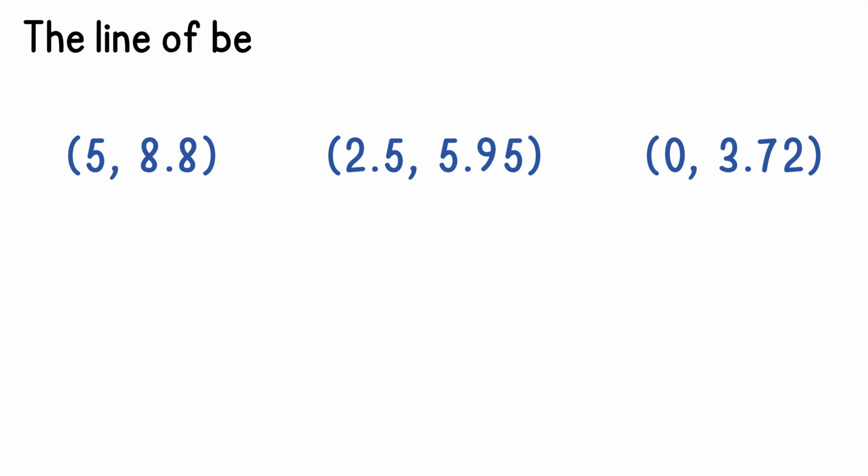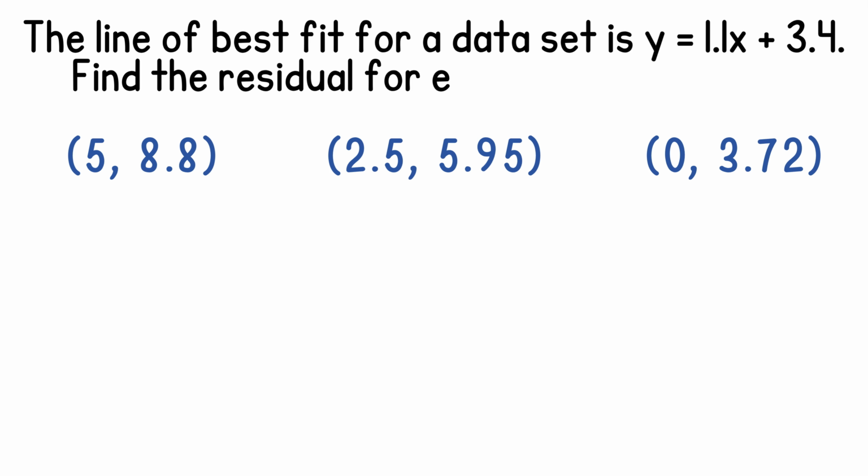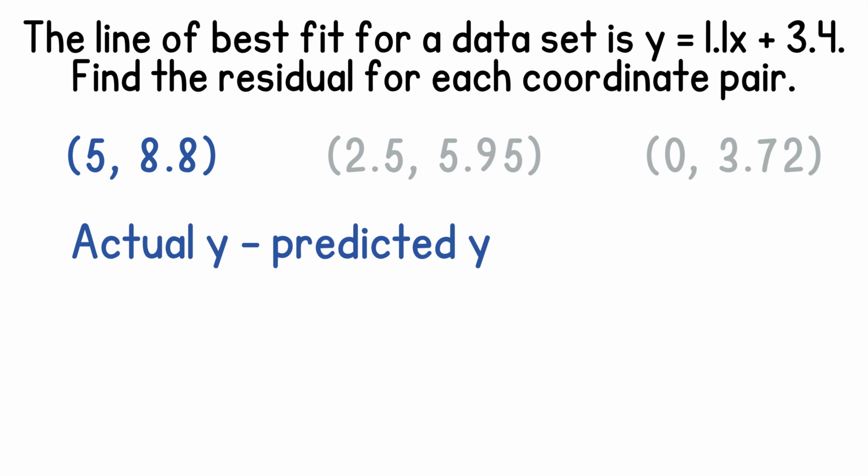Here's one last practice set. We'll use the line of best fit for a data set, which is y equals 1.1x plus 3.4, and we'll find the residual for each coordinate pair below. We'll start with (5, 8.8). Our formula is our actual y value minus our predicted y value.